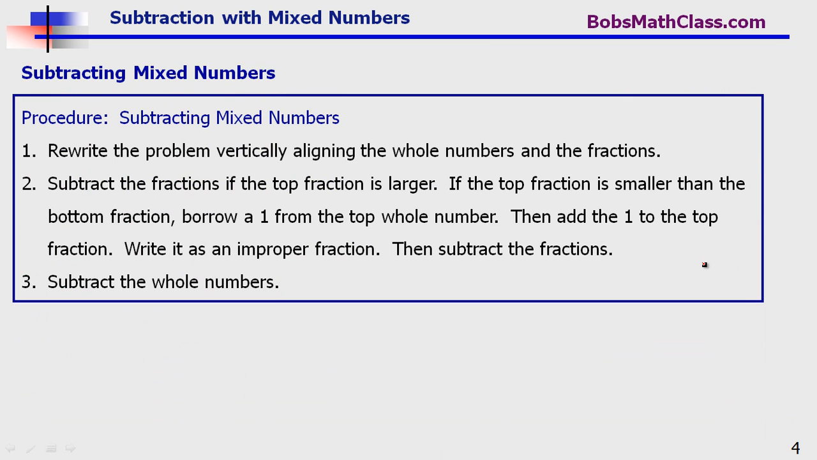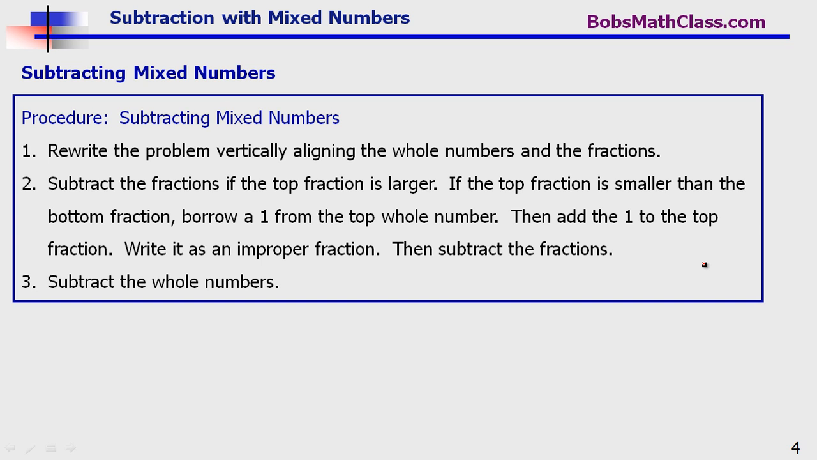Ready? Yeah, you're ready. Procedure for subtracting mixed numbers. Number 1, rewrite the problem vertically, aligning the whole numbers and the fractions. Just like adding mixed numbers, we're going to rewrite it vertically. Number 2, we're going to subtract the fractions if the top fraction is larger.